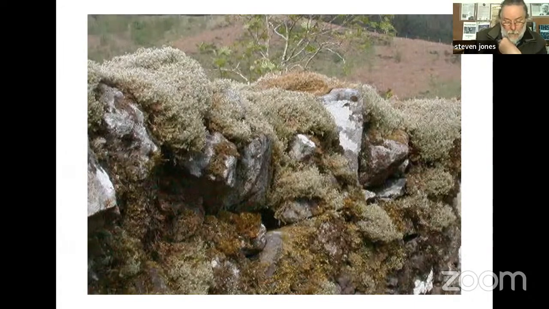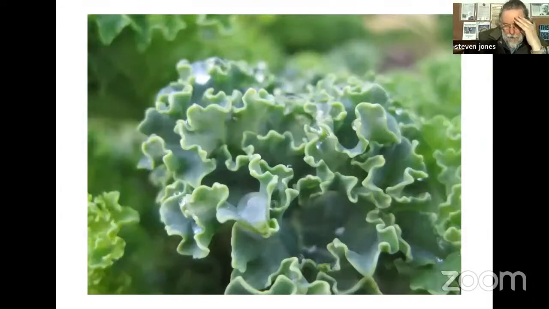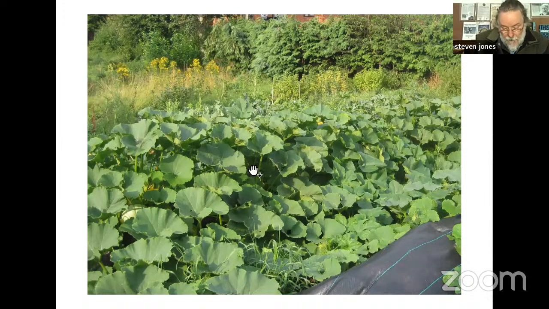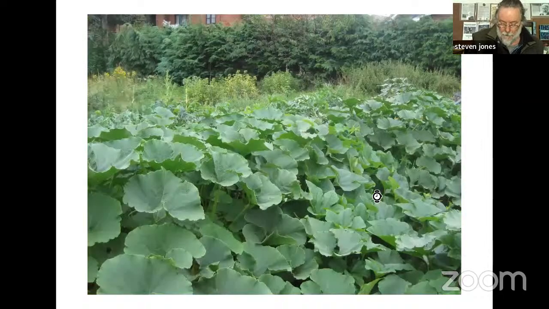So it's a dry stone wall. There's the crinkle shape of a kale plant. Pumpkin leaves, elements crowded together, each one unique, each one responding to the light and the environment, trying to optimize it. But look how they don't overshadow each other, that they've optimized their position so that one leaf isn't really shading out another one. It's a lobed pattern.